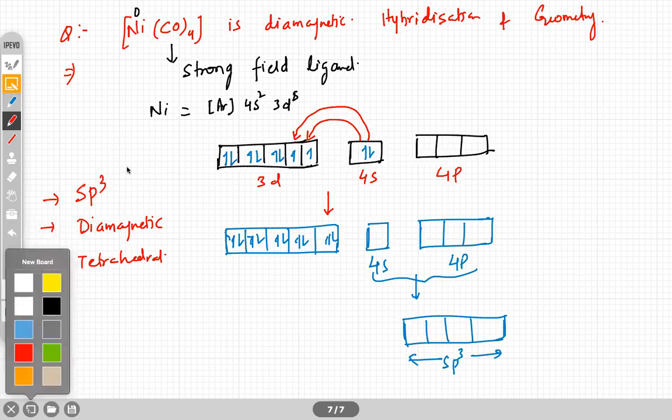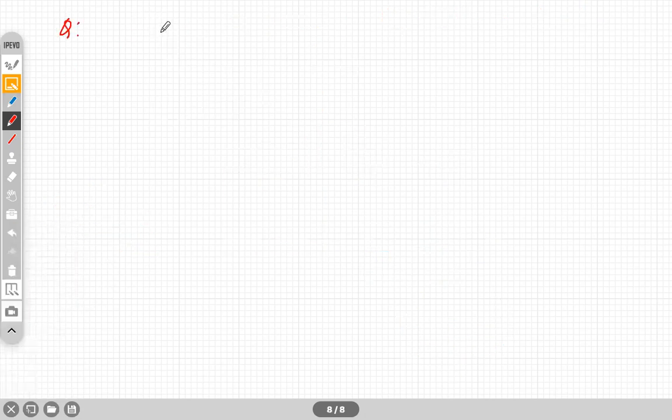Try this one. [Ni(CN)4]2-. And cyanide is also a strong ligand. [Ni(CN)4]2- is the complex. Find its magnetic property, geometry, and hybridization.